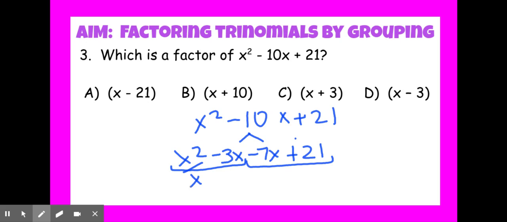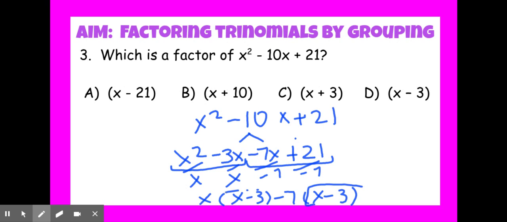So our common factor here is x. We're left with x times x minus 3. Our common factor here is negative 7, so we're left with negative 7 times x minus 3. So this is our common factor that gets brought out. I'm going to write it up here, x minus 3. And then our leftover factor was negative 7, so I'm going to write x minus 7 here.